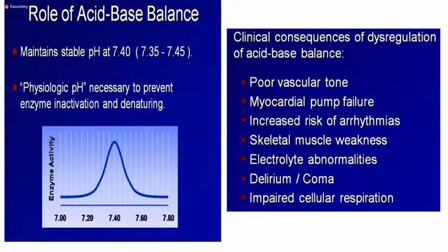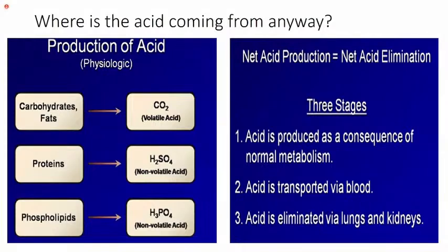So if you go beyond 7.35 to 7.45, what are the clinical consequences? You'll have consequences in your cardiovascular system where you've got poor vascular tone, you can get myocardial pump failure and increased risk of arrhythmias. In the musculoskeletal system, you get skeletal muscle weakness, you can get electrolyte abnormalities, you can get impaired cellular respiration, and eventually abnormalities of your acid-base balance can lead to coma, delirium, and even death. So it's extremely important to understand how you can return pH to normal in case it is deranged.